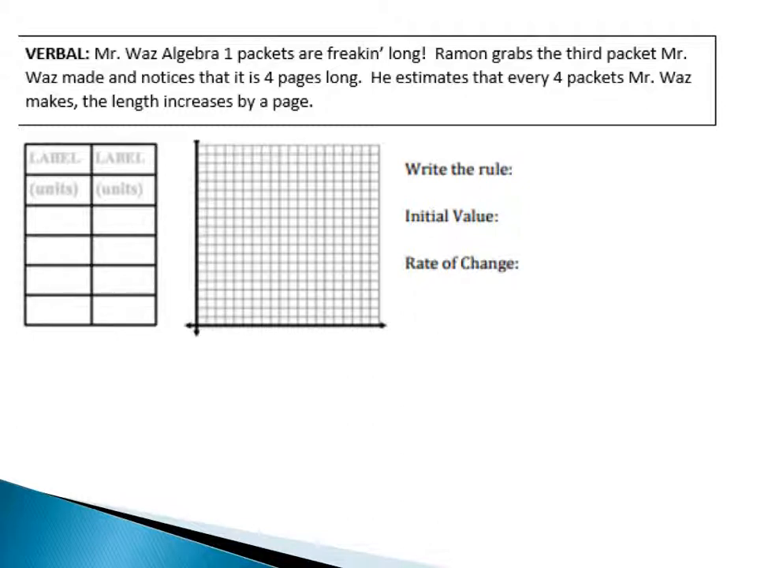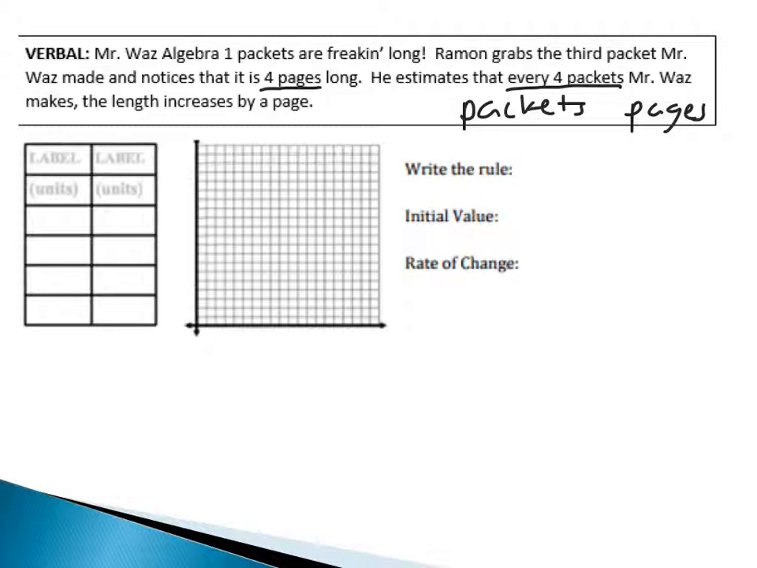Okay, so first of all, if we think about filling in this table, we've got to think about the two things. What are we talking about? Well, we're talking about the number of packets. Every 4 packets, it says, as well as the number of pages. So we really have two things we're talking about here, packets and pages. So when we fill out this table, we've got to think about those two things. Which one depends on the other? Which one's going to be my X? Which one's going to be my Y? Think about inputs and outputs.